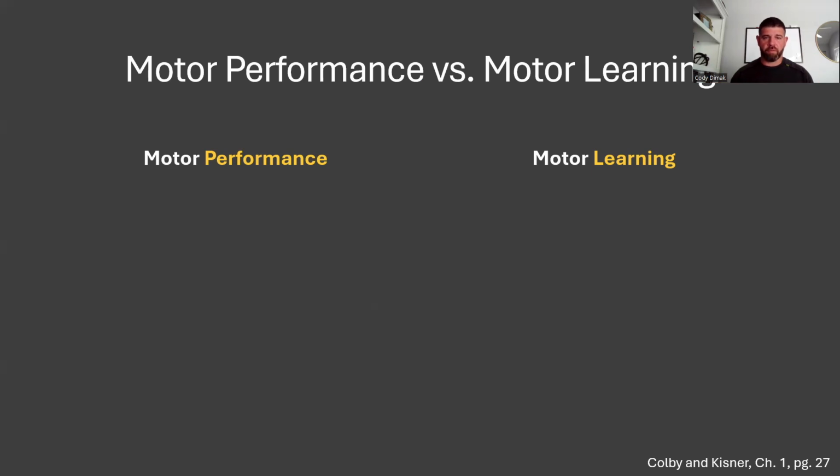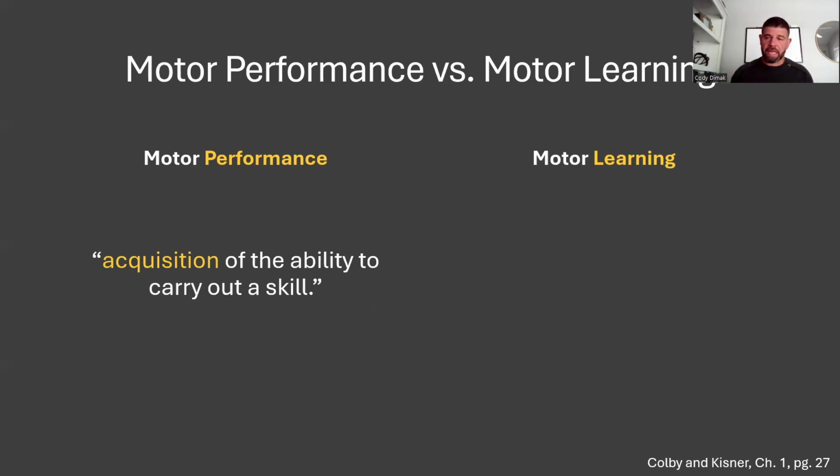Motor performance is what you and I and everybody else have been raised on within sports. It's trying to perform well. Now, just because you perform something well does not mean that you're able to use that in the game. The definition of motor performance would be the acquisition of the ability to carry out a skill. Motor learning is not just the acquisition, but also the retention of that skill.